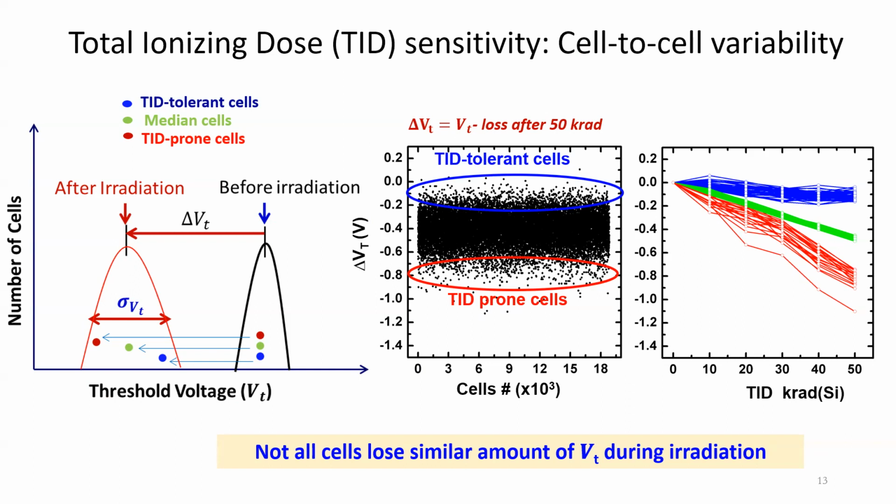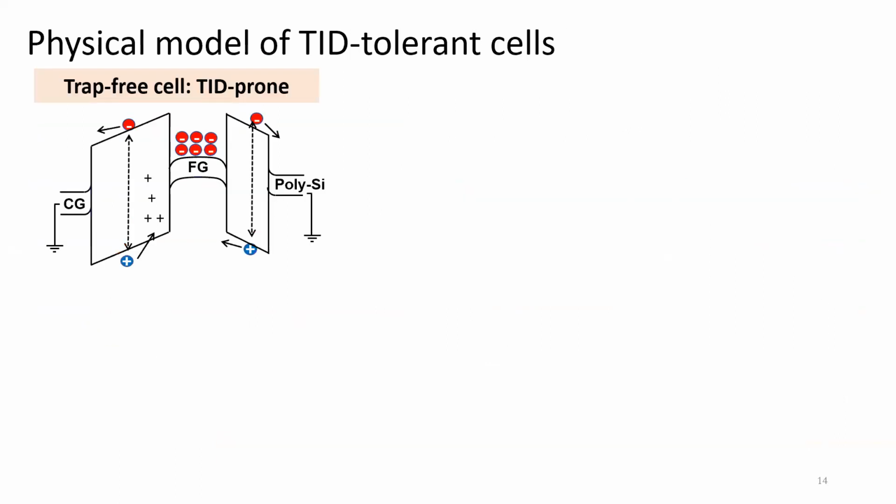And this is the dose-by-dose slope. You can see that the blue cells, which are the radiation tolerant cells, have a much flatter slope compared to the red cells. So we dived into it, and this is our hypothesis for what's going on.